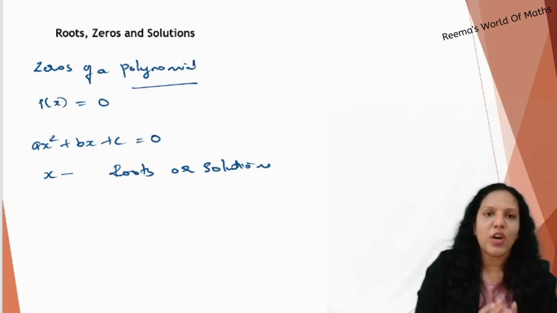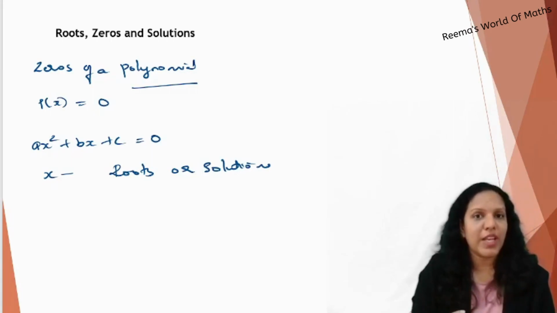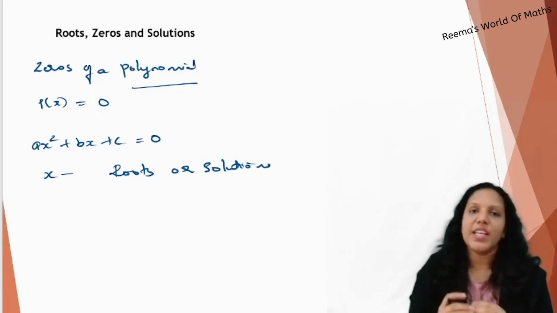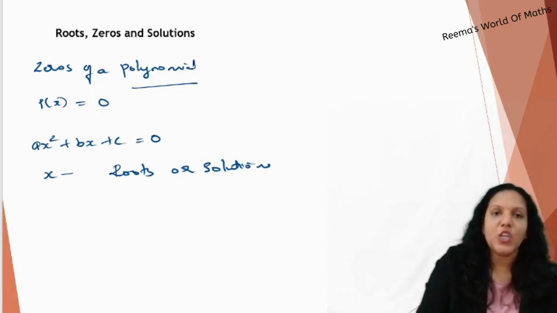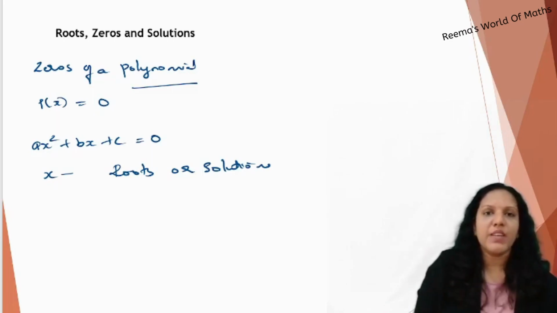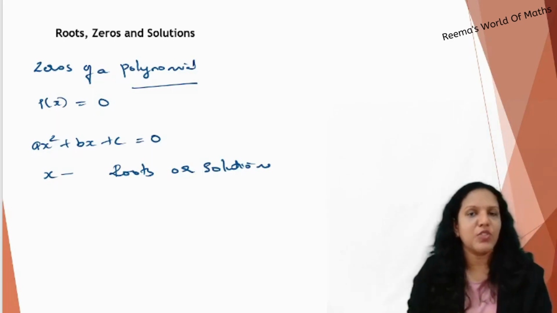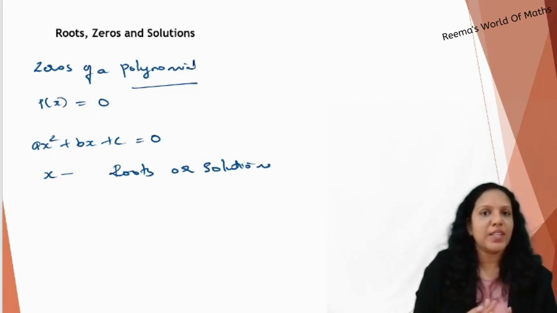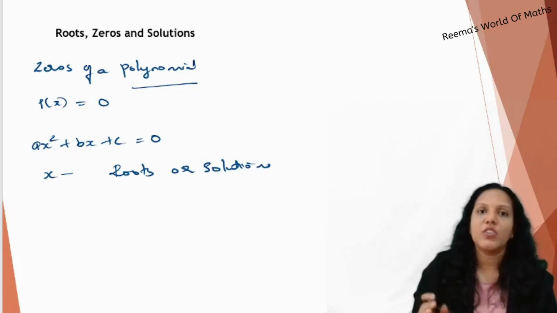So the roots of a quadratic equation are the values of the variable which make that equation equal to 0. If we replace x with any real number and the quadratic equation equals 0, that value of x is called a root of the quadratic equation.